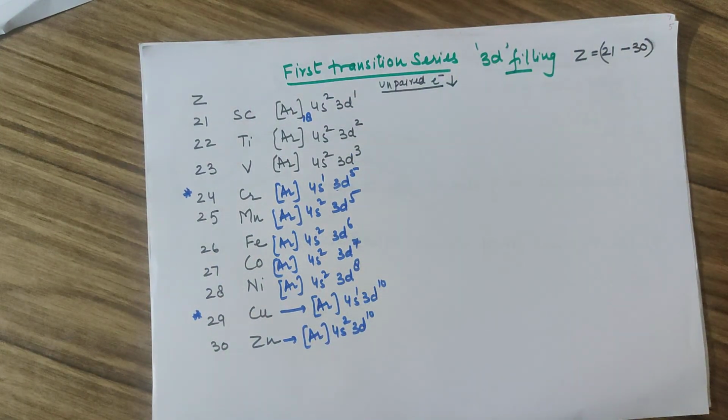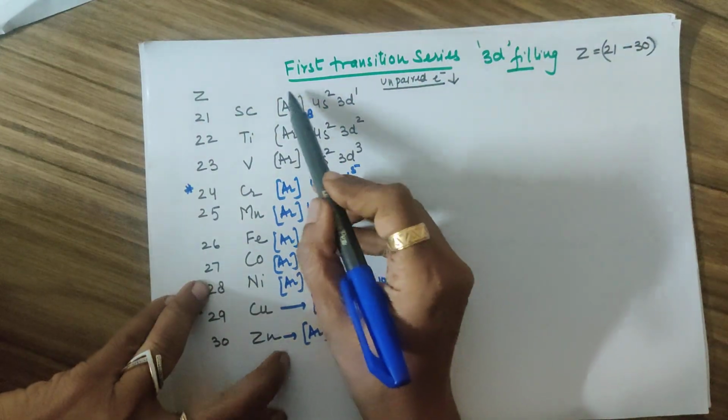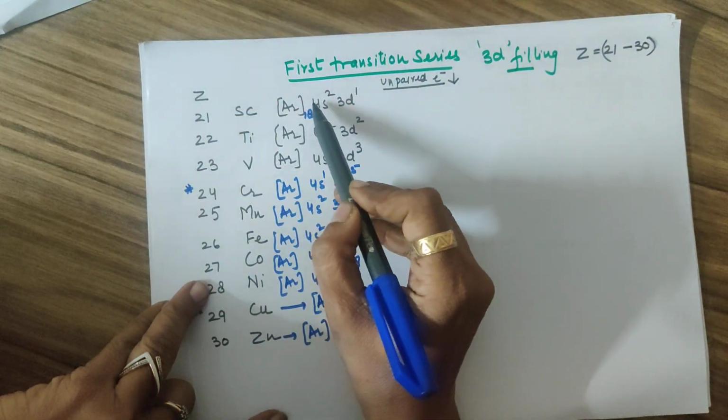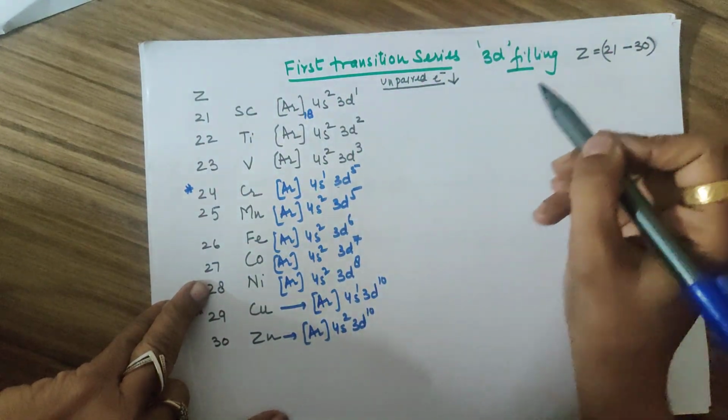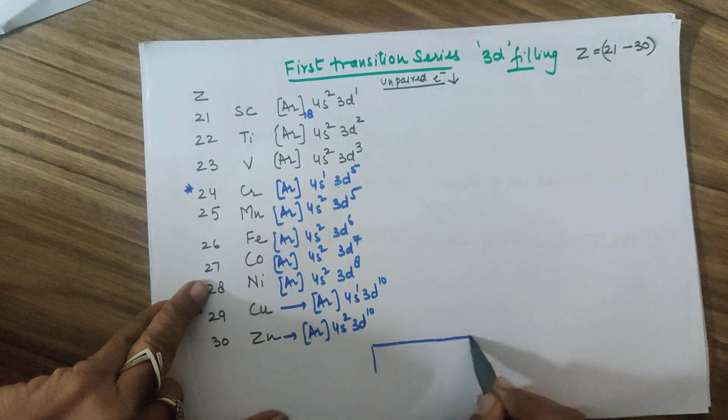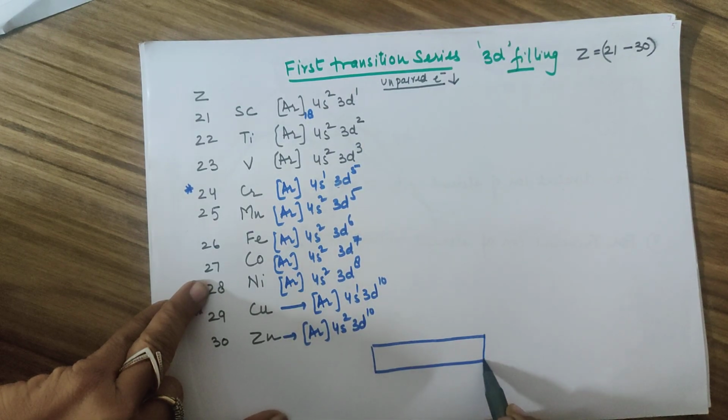Now talking about the unpaired electrons. Till here it is fully filled. 4s2 is also fully filled. In d there is only one electron. If you remember, beta, d has got 5 orbitals.